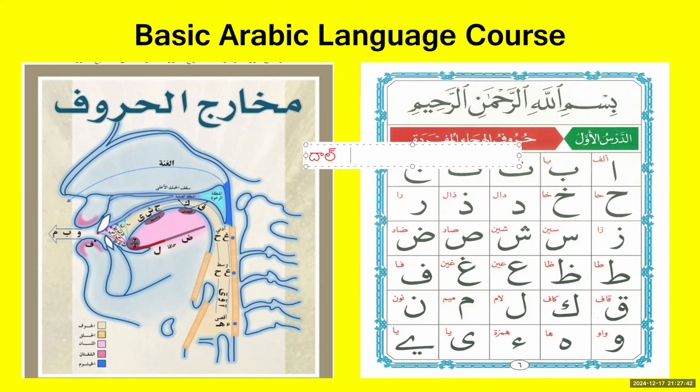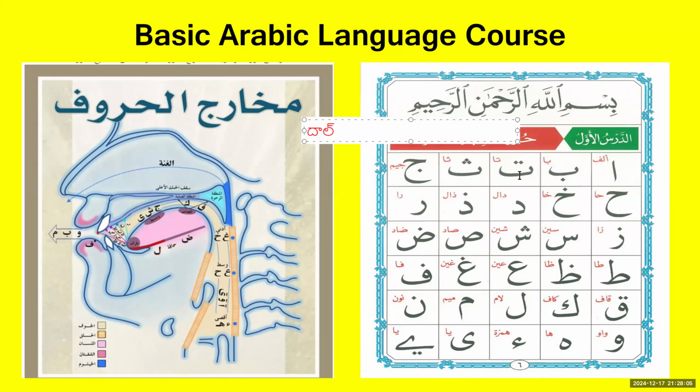Its articulation point, if you see here, the tip of the tongue touches the backside of the front top teeth. It is the same point from which we learned the letter ta before, the two-dot letter ta. By chance, it came in the same location, below this one. So ta and dal both have the same point.